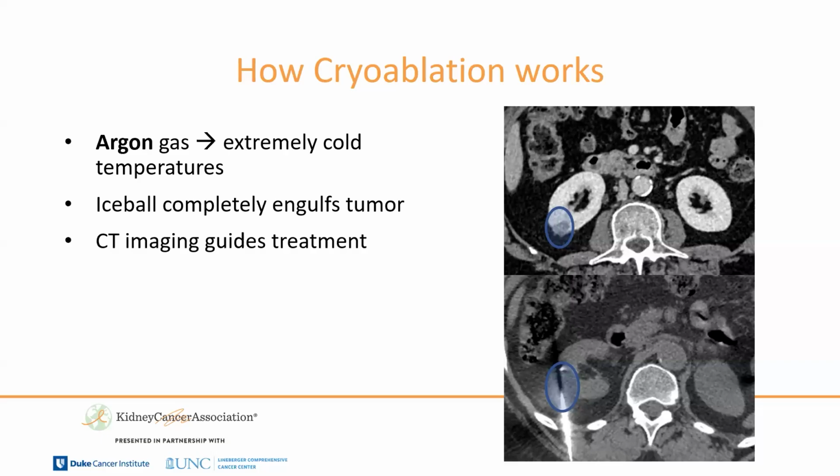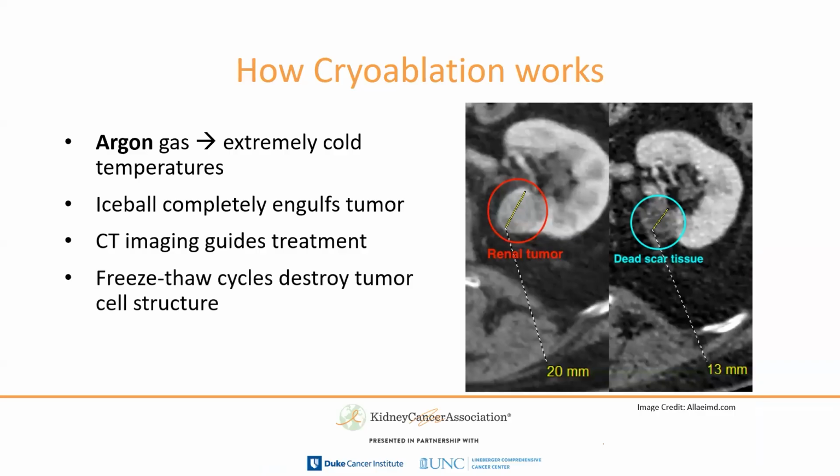In this example, you can see the tumor circled in blue on the top prior to treatment, and then during treatment with the needle in place, the blue is outlining the edges of that ice ball, completely engulfing the tumor. When we do this, we freeze the tumor for about 10 minutes, and we let it thaw, and we freeze it again for 10 minutes and let it thaw again. That freeze-thaw cycle is very destructive for tumor cells. They can't handle it. So it takes about 20 minutes total of freezing and thawing.